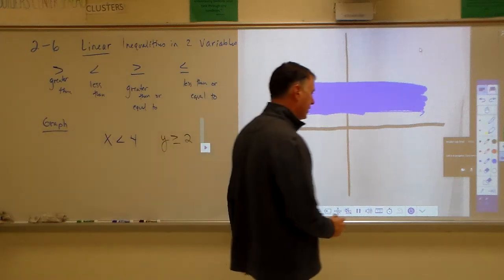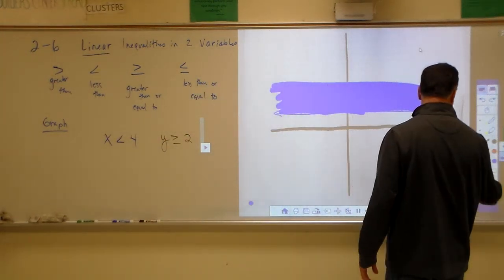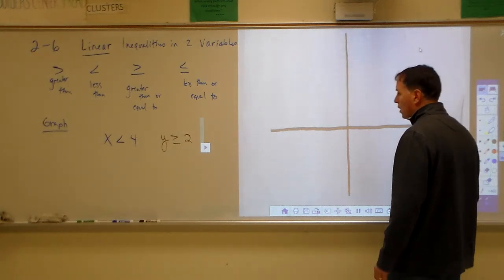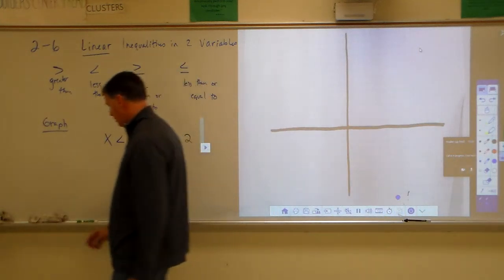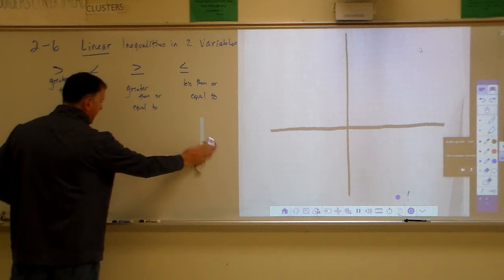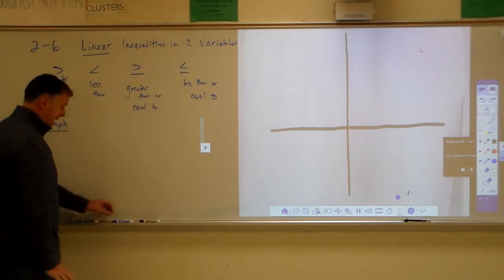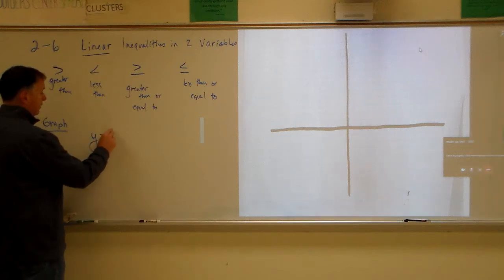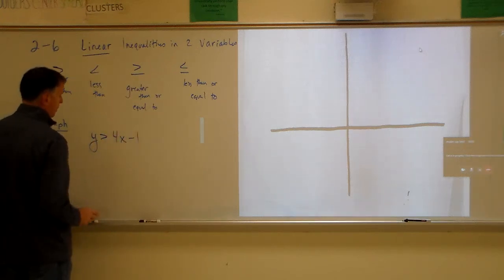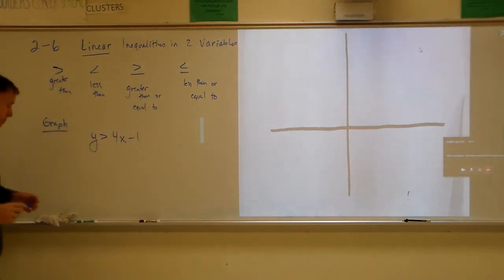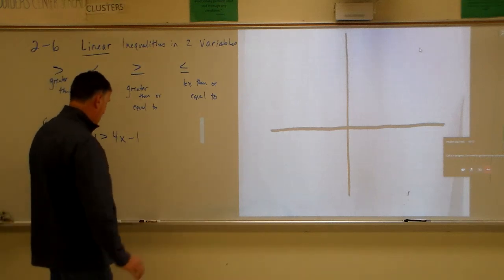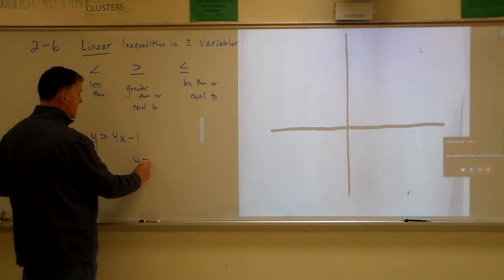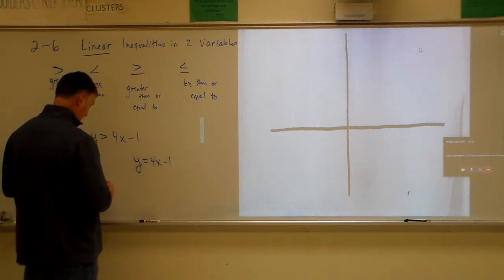So, we have one last thing to look at in this section. And that is when we have an oblique line or a diagonal line. Let's say I have y is greater than 4x minus 1. So my suggestion to you would be to plot points as if it were y equals 4x minus 1.